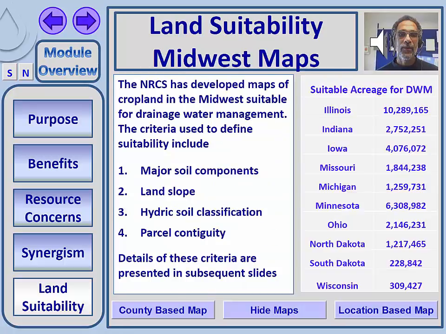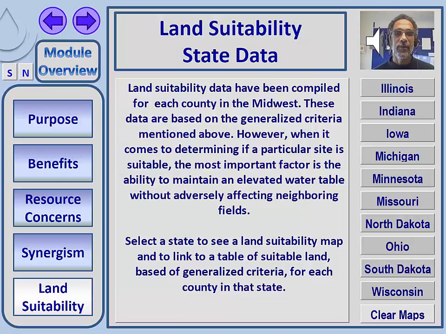The NRCS has developed maps of cropland in the Midwest suitable for drainage water management. The criteria used to define suitability include major soil components, land slope, hydric soil classification, and parcel contiguity. Land suitability data have been compiled for each county in the Midwest. These data are based on the generalized criteria mentioned above. However, when it comes to determining if a particular site is suitable, the most important factor is the ability to maintain an elevated water table without adversely affecting neighboring fields.